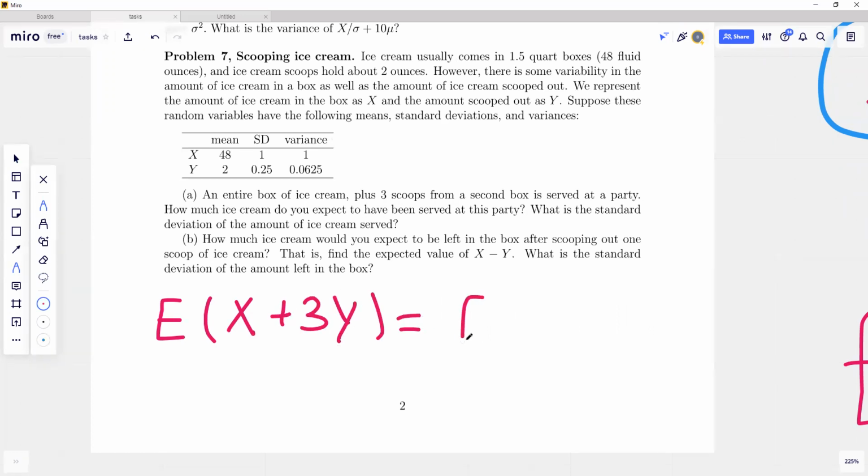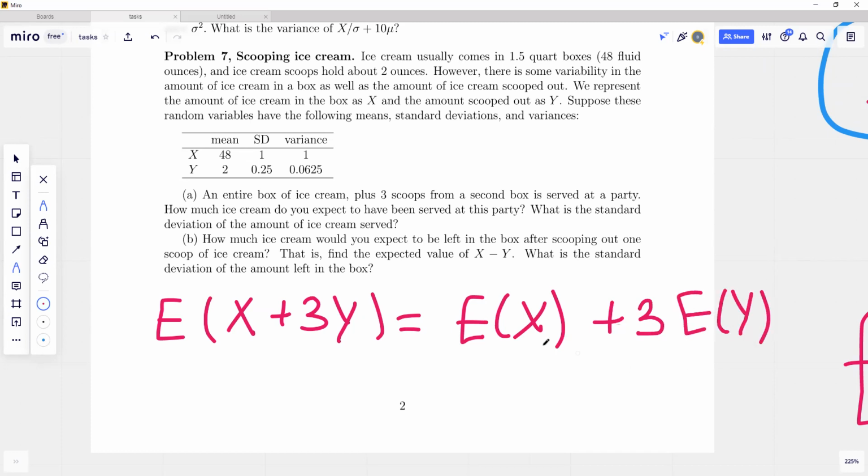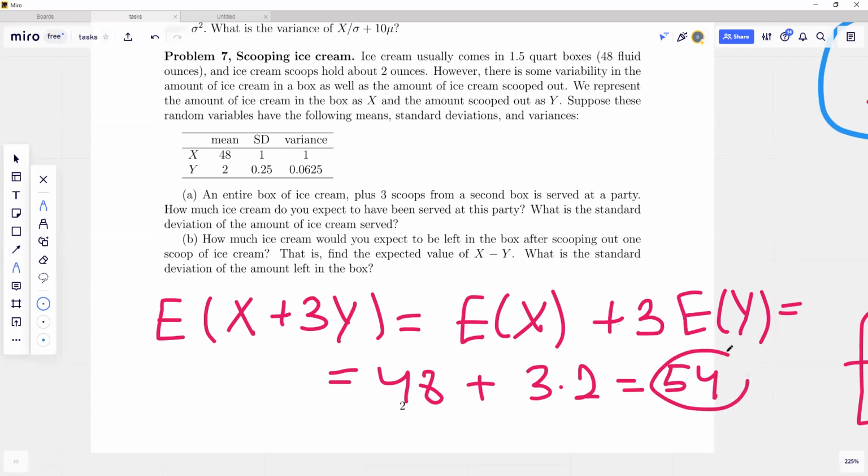which is equal to, since expected value is linear, expected value of X plus 3 expected values of Y. So this is then 48 plus 3 multiplied by 2, 54.